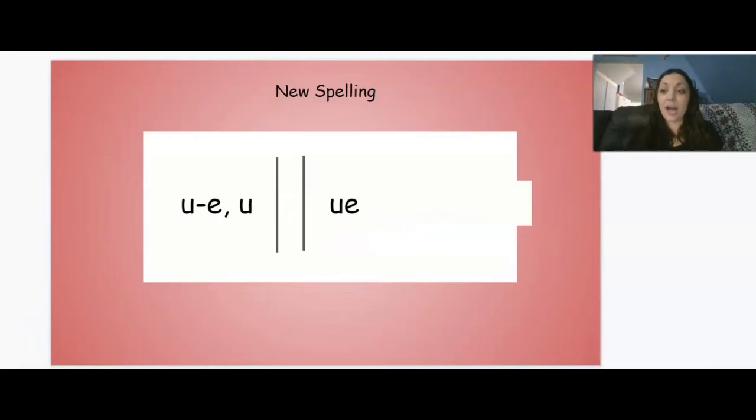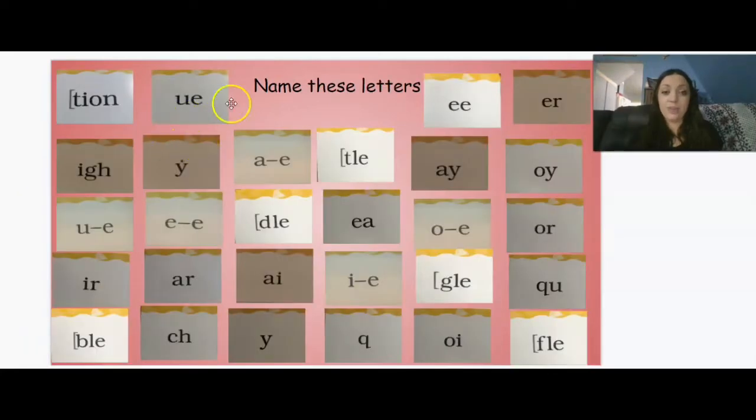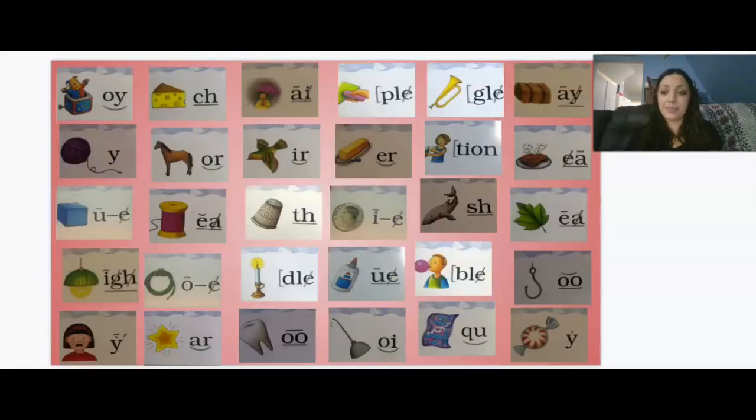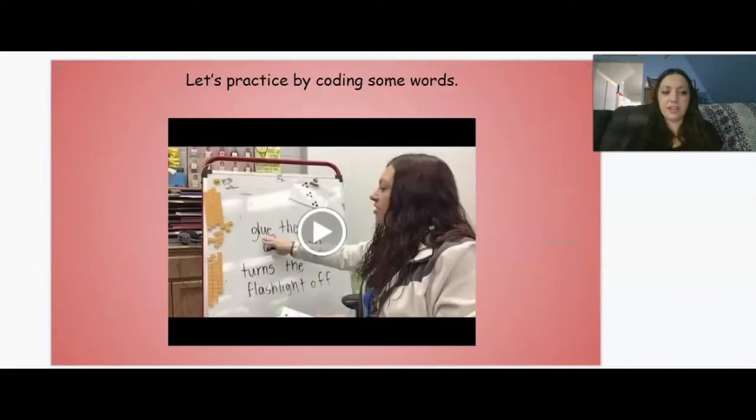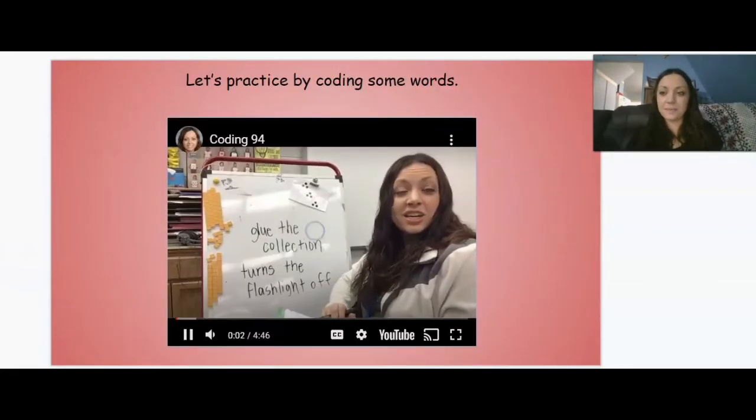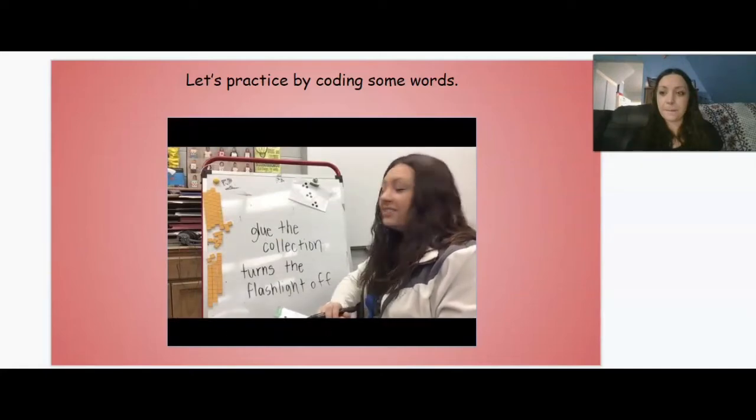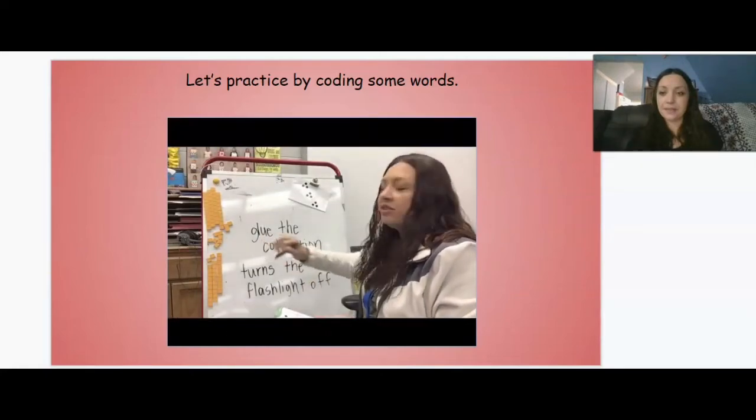All right, so now when we look at our letter cards, we've added that digraph UE at the top. When we look at our sound cards, we've added that digraph UE, the glue down here, so you can see it. All right, so let's just real quick code some words. So we're going to go ahead and code a couple new phrases today, okay? So let's look at our first word.